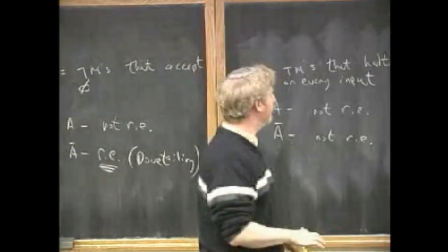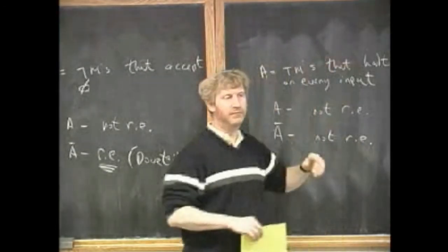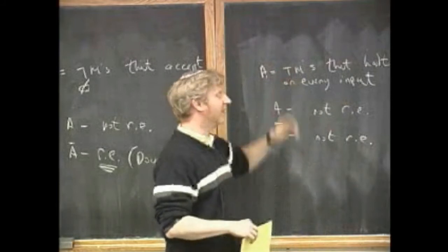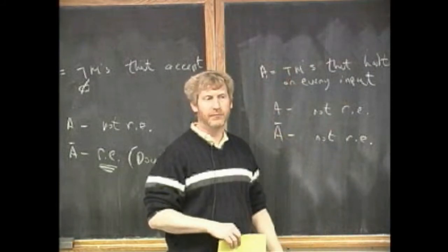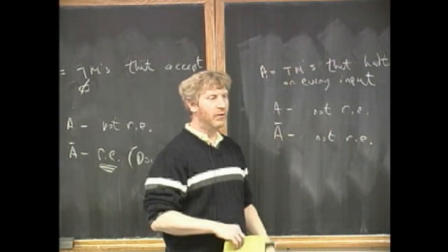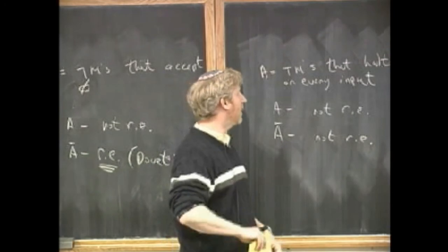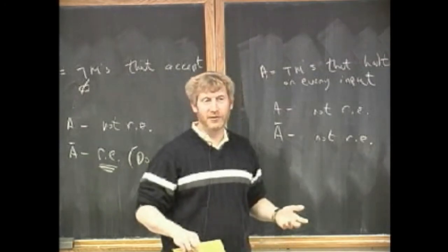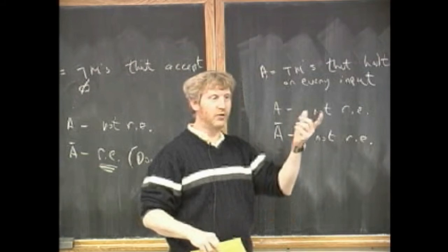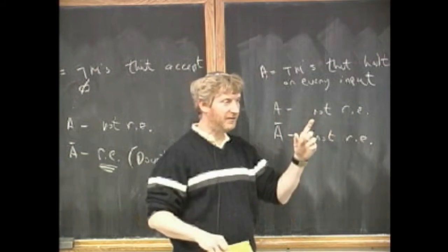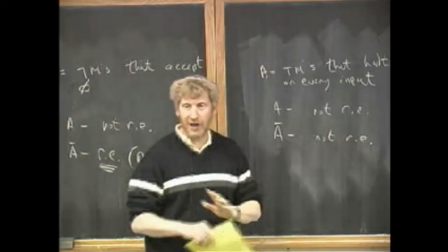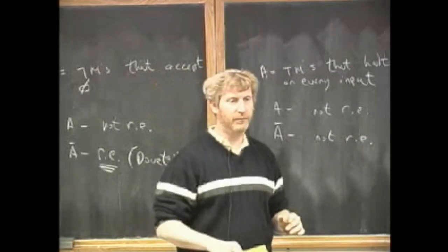If this property is not trivial, then at least one of these is going to be not recursively enumerable. That's what the theorem says. What does trivial mean? It means if the property is true for all Turing machines, that's trivial. But if there's at least one Turing machine that it's true for and one that it isn't, that's not trivial and it's impossible to write an algorithm for it.